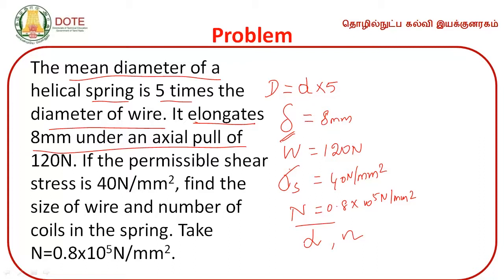What have they given? The mean diameter is 5 times the diameter of the wire. Deflection is 8 mm, elongates means deflection, so the deflection is given. Axial pull w is given. Stress is given, the maximum permissible stress fs or sigma s. We have to find the size of the wire and the number of coils. Modulus of rigidity is given. This is the problem.